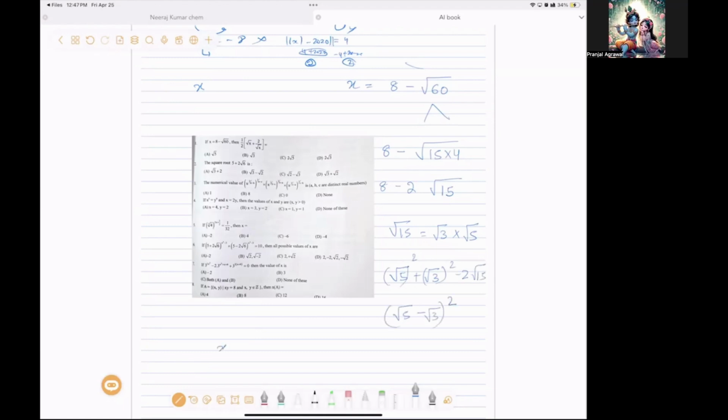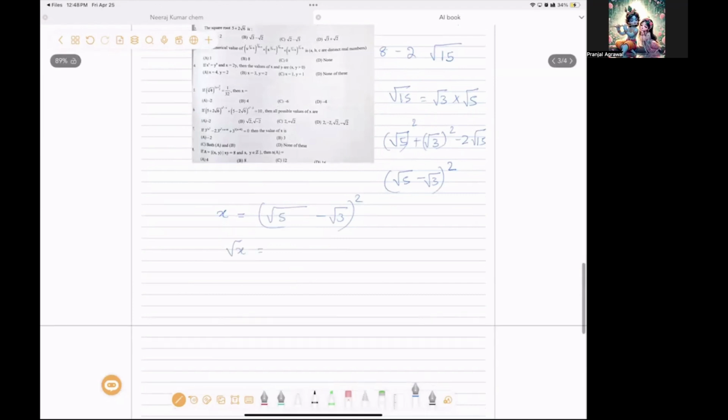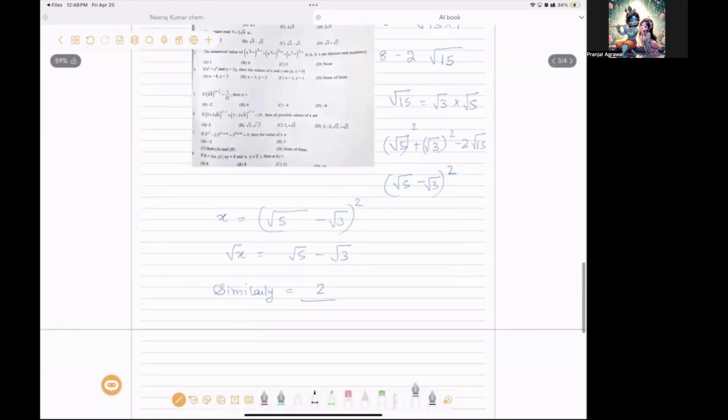So can we write x is equal to (root 5 minus root 3) whole square. That means root x is equal to root 5 minus root 3. Similarly, we will find 2 by root x. So what will it give? 2 by (root 5 minus root 3). We'll rationalize the surd. This is called a surd because they have irrational numbers. So 2 times (root 5 plus root 3) over (5 minus 3), which is 2. So this becomes root 5 plus root 3.